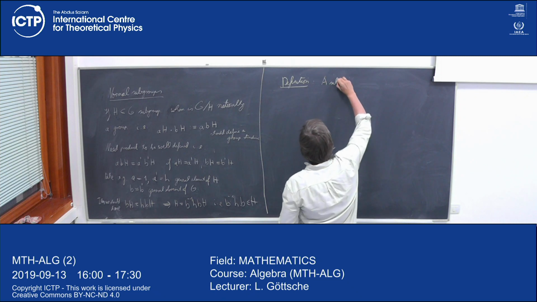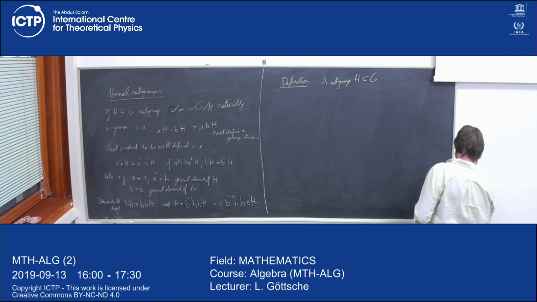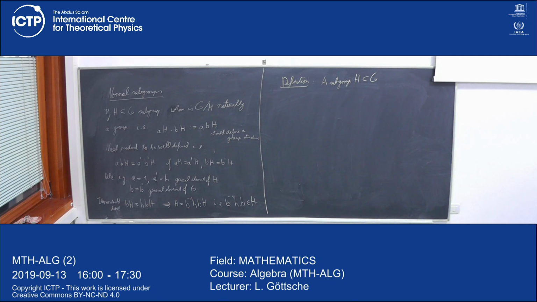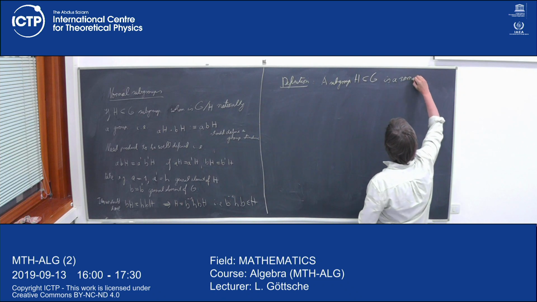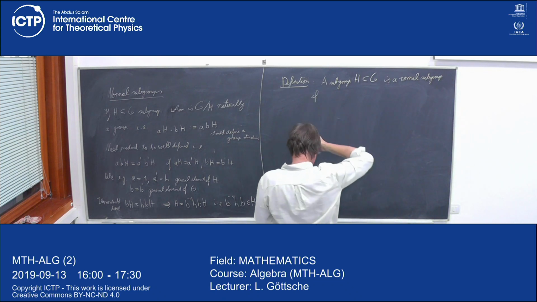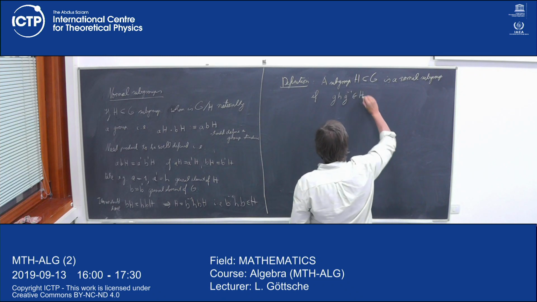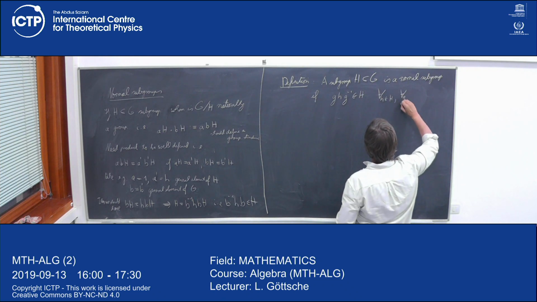A subgroup H in G is a normal subgroup if, as I said, ghg to the minus 1 is an element in H for all h in H and all g in G.